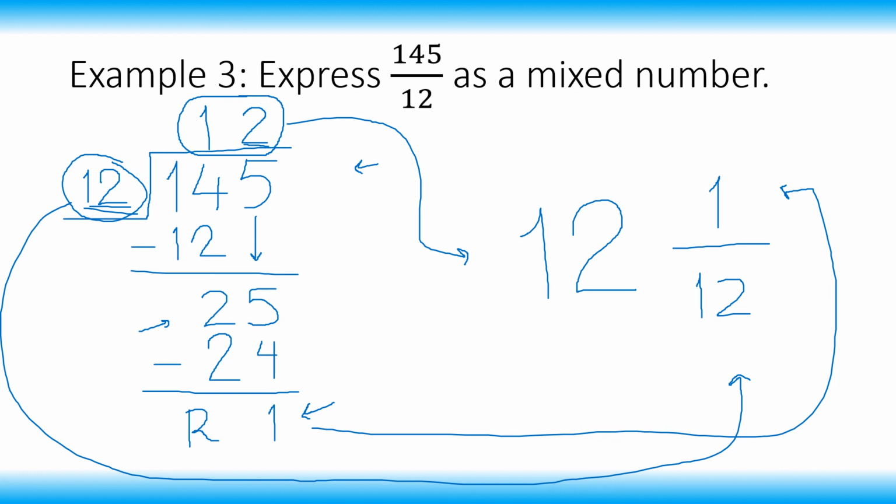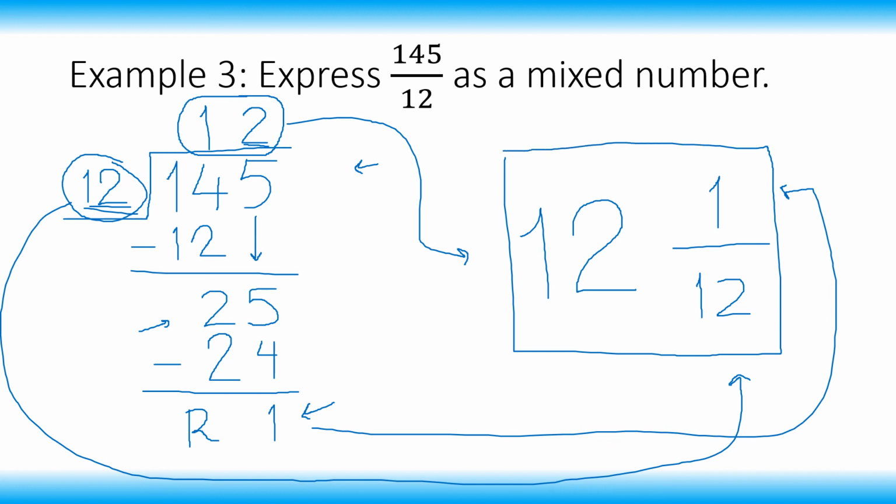And if you wanted to check your final answer, you could go the other way around. You could take this mixed number, 12 and 1/12, and convert it back to an improper fraction. So if you do 12 times 12, you'll get 144, plus 1 is 145. So that should give you your new numerator, which is this 145 up here. So we can be pretty confident that we've gone about this the right way.